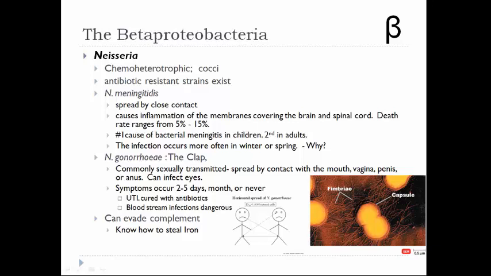And I have here why. Hopefully you realize in the winter or spring, everybody's inside, the weather is what it is, and we are more in contact with each other and more likely to spread it. Also, that's when school is in session. Gonorrhea and both meningitis are capable of evading complement. We haven't talked about complement in this class, but we will later. And they also know how to steal iron from our systems.